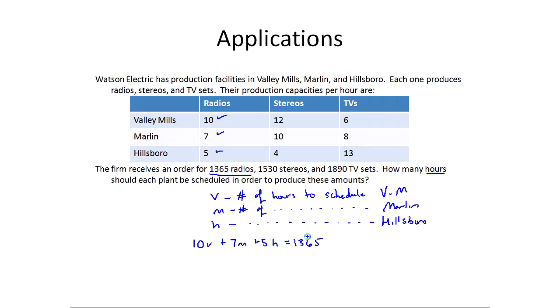So here, the like information is the radios, and I do have something to set it equal to. And the same idea goes for stereos and TV sets. Every time I schedule Valley Mills for an hour, I get 12 stereos out of it. Every time I schedule Marlin for an hour, I get 10 stereos out of it. Same thing for Hillsboro, except now it's 4. And I better end up with 1530. And so that gives me my final equation of 6V plus 8M plus 13H equals 1890.